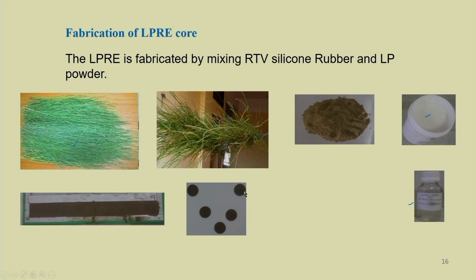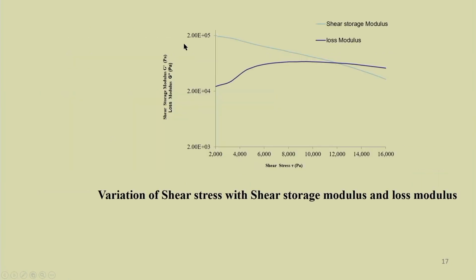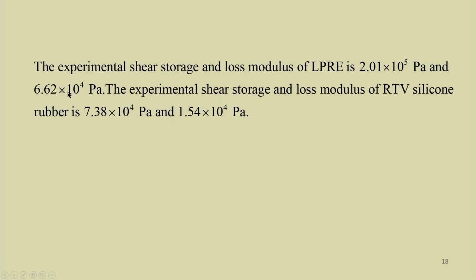So, these are the samples taken for this microstructure analysis and also for getting the material property of this Leptodenia pyrotechnica based sandwich core material. The loss factor, the shear storage modulus and loss modulus have been found out using this instrument. It can be plotted against different shear stress, and it can be observed that the experimental shear storage and loss modulus of LPRE is found to be 2 into 10 to the power 2 and 1 into 10 to the power 5 Pascal.